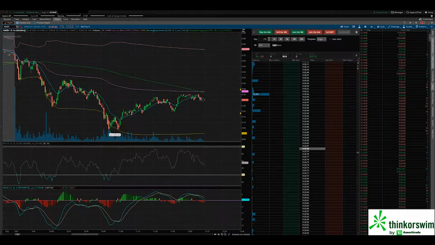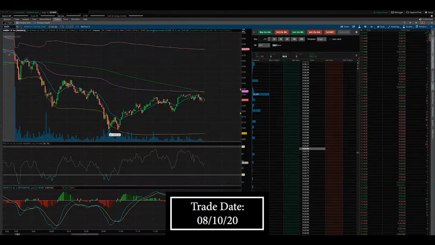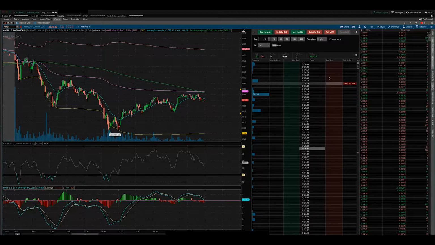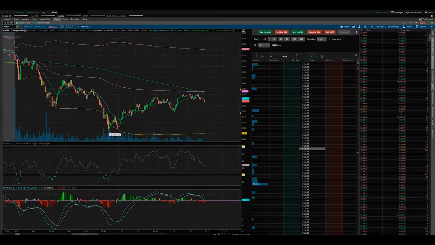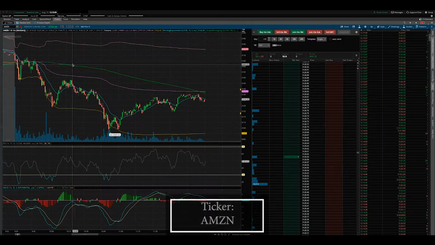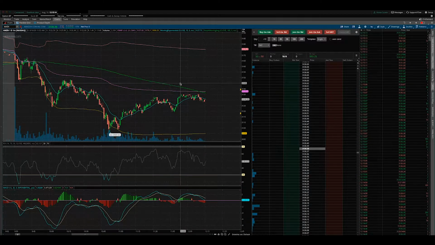I just wanted to do a quick video here showing you guys my profits for today. Today is August 10th, 2020. And as you can see on your screen right here, profit for today is $93.25. Just absolutely amazing. What an amazing day. So clearly we are pretty much red here. And I traded ticker symbol AMZN, which is Amazon. Let me just turn on my trades right here so you can see it.